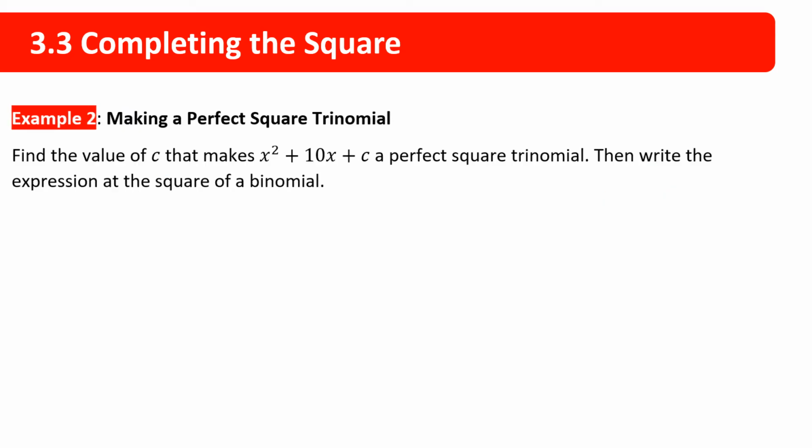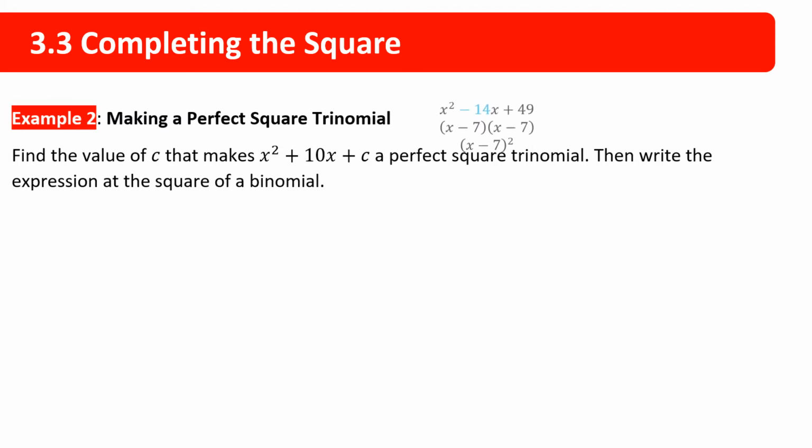Since our first two examples asked us to solve the equation by taking square roots, and we were able to do so because we had a perfect square trinomial on one side of the equation, then it's an obvious follow-up question to ask: how do we create a perfect square trinomial? So in this example, we have the trinomial x squared plus 10x plus c, and we're wondering what the value of c is that's going to make this a perfect square trinomial.